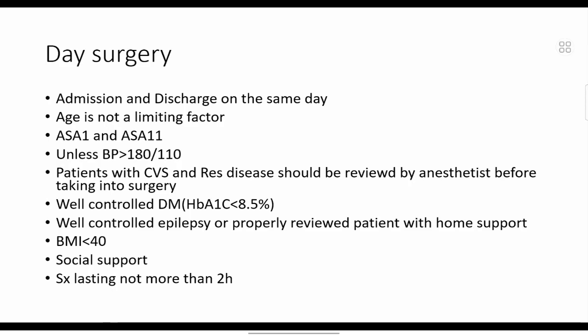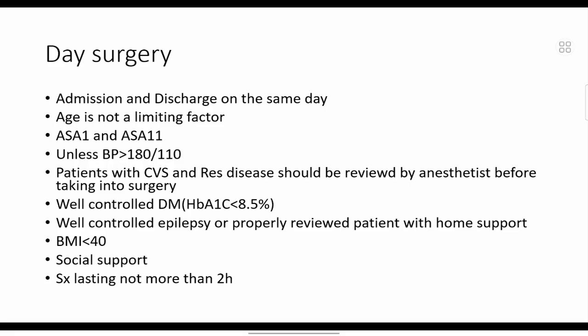And if the patient is having cardiovascular system or respiratory diseases, we don't prefer day surgery, but even with a proper prior anesthetic referral, we can consider day surgery. So that is not a contraindication of having cardiovascular or respiratory disease. And a well-controlled diabetic condition is needed, like HbA1c less than 8.5. And also the epilepsy should be controlled. Even if the patient is not having proper epilepsy control, we should do a referral, like what we have done for the cardiovascular system and respiratory disease patient.